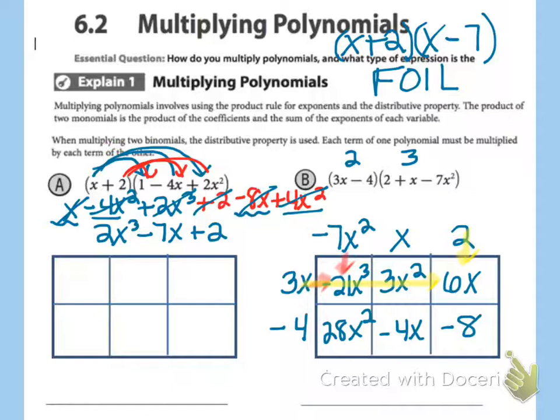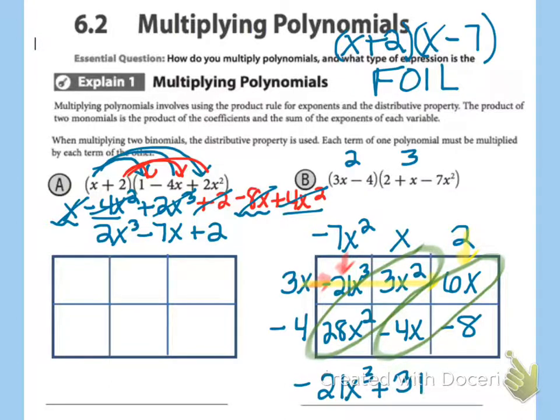So for instance here, we'd have our highest term, which is the negative 21x cubed. It's right there, right? And then these are like terms right here, and these are the like terms. So these are the x squared terms right next to each other. Add them together. That makes 31x squared. And then 6x and minus 4x is plus 2x, and then minus 8.